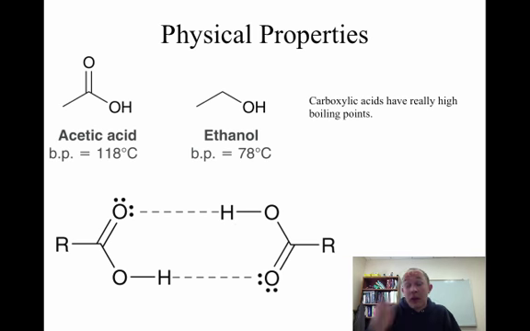Physical properties of carboxylic acids: one thing that's really important to mention is they generally have really high boiling points. The only difference between acetic acid, the common name of ethanoic acid, and ethanol is the presence of one oxygen, yet they differ by 40 degrees in boiling point. The reason is that the oxygen of one carboxylic acid can hydrogen bond to the OH of another carboxylic acid, so they form hydrogen bond dimers, which increases the boiling point. Generally, a carboxylic acid has a much higher boiling point than the alcohol with the same number of carbons.